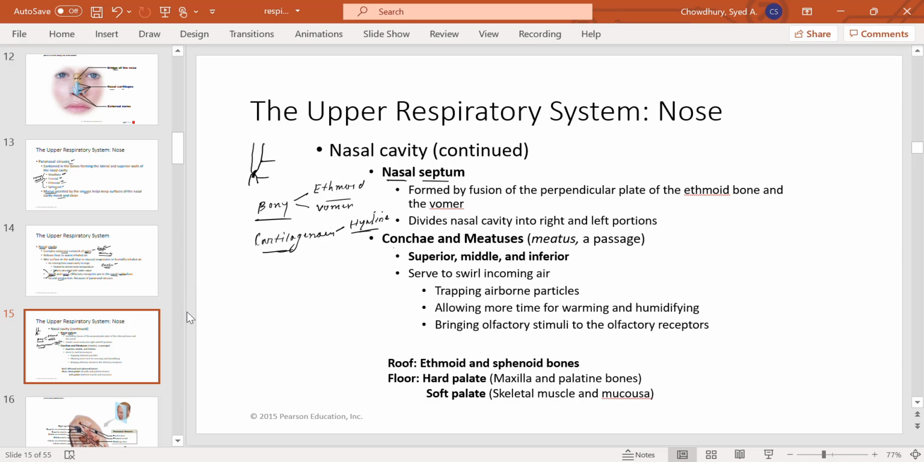Okay, concha, as I mentioned, there are three in each side, superior, middle and inferior, and when you inhale the air, that air would whirl or circulate for some time before it enters into the lung, and that is the air turbulence that is helped by this concha. So they work like turbulence, and that would allow the air to get enough time to get moist and warm before it enters into the lung.